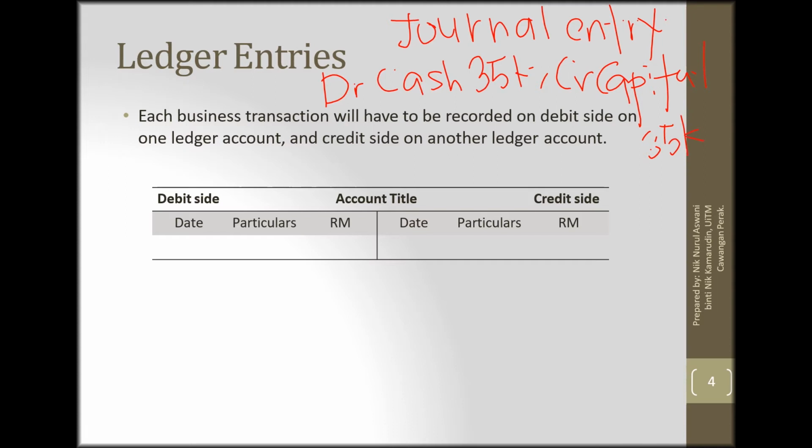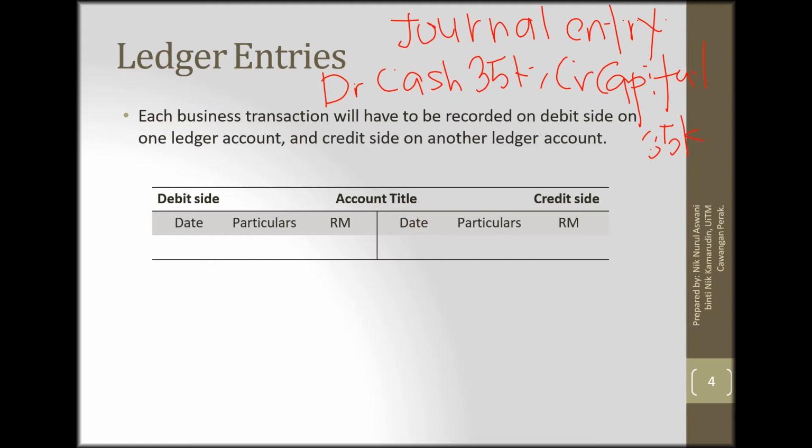From this journal entry, now we are going to post to the ledger. This is the next process in the accounting cycle. What happens to each business transaction? It will have to be recorded on the debit side of one ledger account and the credit side of another ledger account, meaning that for one business transaction, we need to open or prepare or post at least two different accounts.